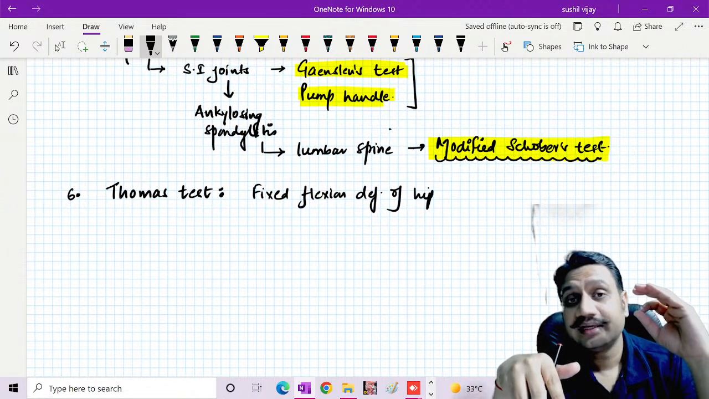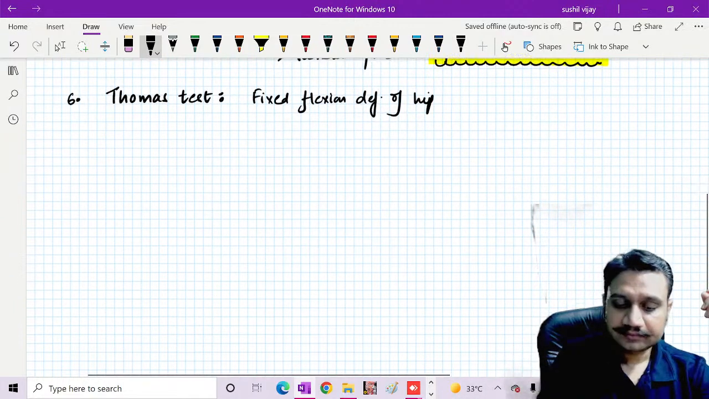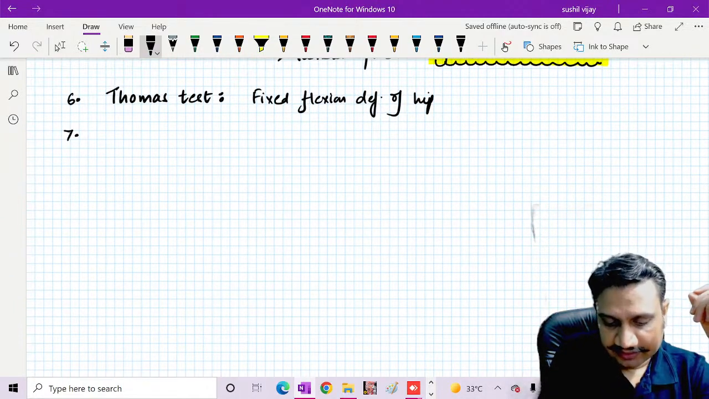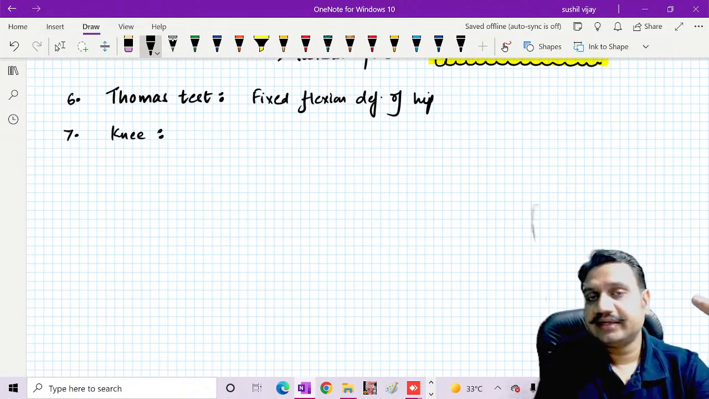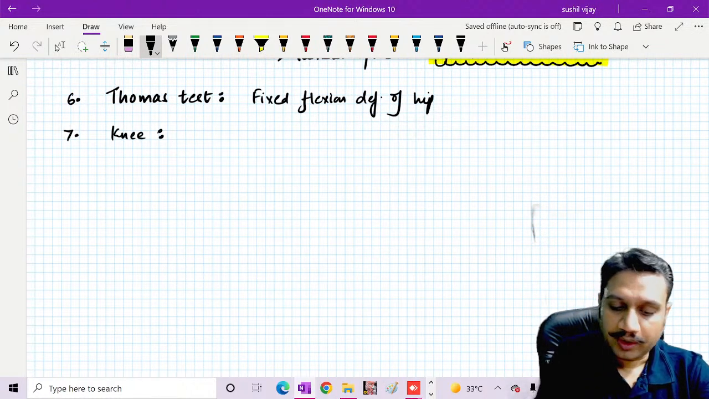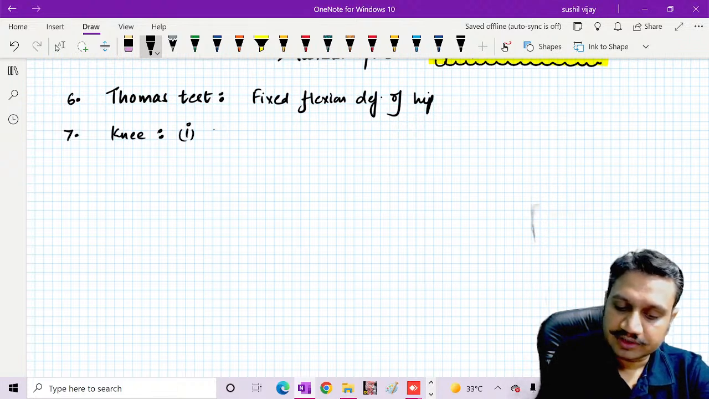That's the Thomas test. Then in the knee area, what are the tests which can be done? In the knee area, various tests can be done, right? One, let's suppose, if we talk about the cruciates.